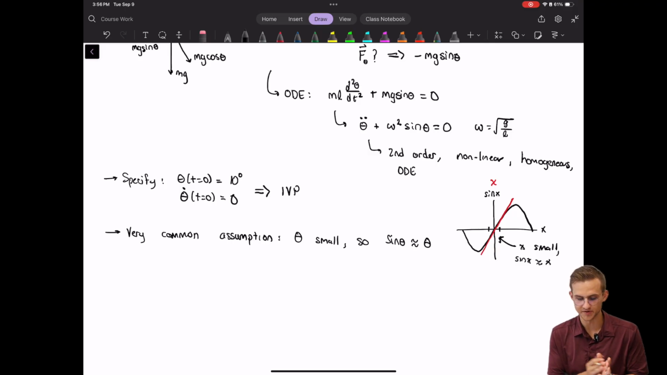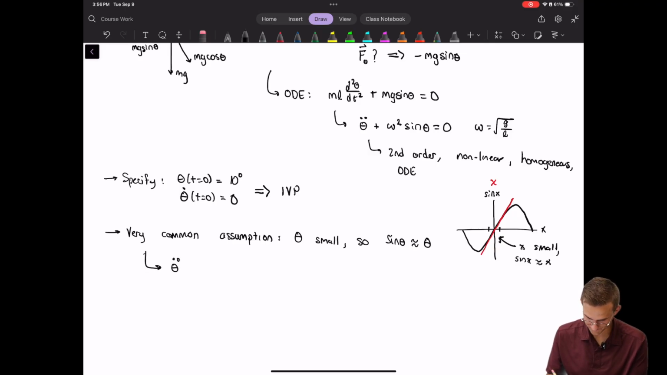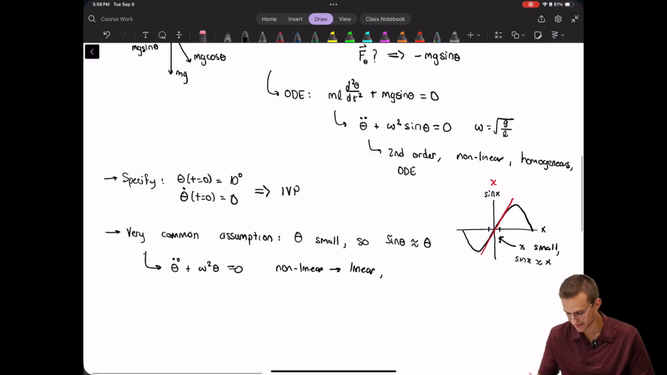The functions look roughly the same when you're close to x equals 0. So what that does is allow us to transform our nonlinear equation into the linear equation, which is just theta double dot plus omega squared theta is equal to 0. So we went from nonlinear to linear, and moreover, it's a second order equation with constant coefficients.